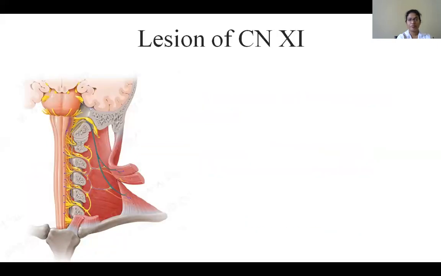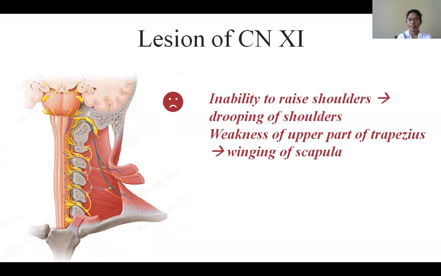Now coming to the lesion. If there is a lesion of this 11th cranial nerve, what is going to happen? Our two muscles would get affected, that is trapezius and sternocleidomastoid. So when trapezius is affected, there will be inability to raise the shoulder, meaning the drooping of the shoulders would be seen.